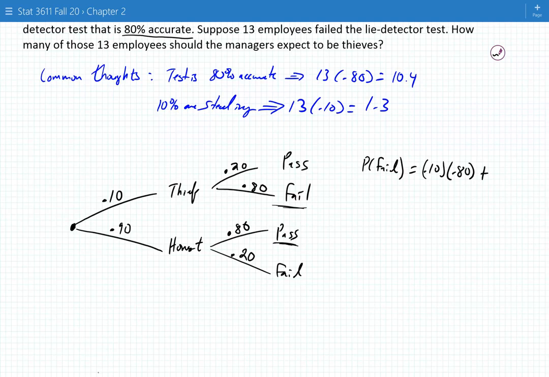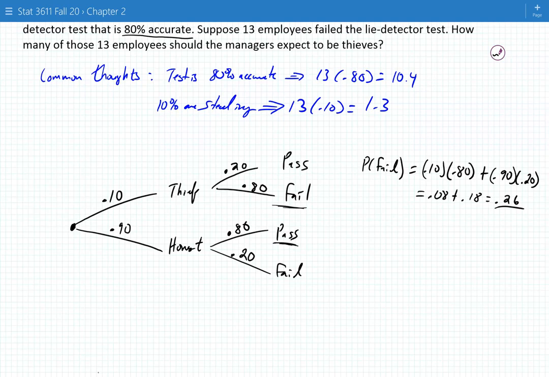Plus, there's a 90% chance that you're honest and a 20% chance that you would fail there. And so we can add those together. This is 0.08 plus 0.18, and so that is 0.26. So that's the probability of failing. There's a 26% chance of failing. Okay, but that's not what we're asking.